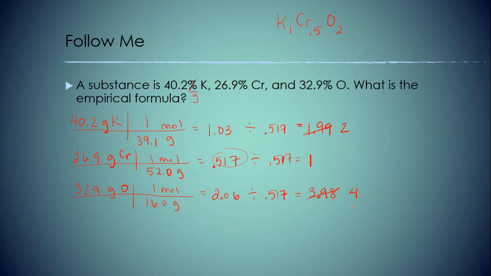2, 1, and 4. I don't need to go on and do the next step because I don't have decimals anymore. These are whole numbers. So we're going to put them in. This went with K. I like to put my substance in my problem so I can see who it goes with. K is going to get the subscript 2. Cr is going to get the subscript 1. And then O is going to get the subscript 4. So there's my answer. The formula would be K2CrO4.